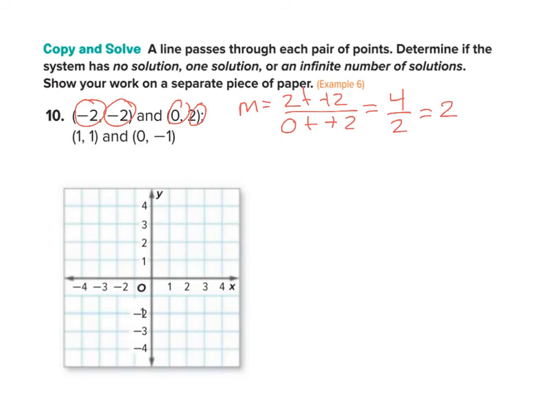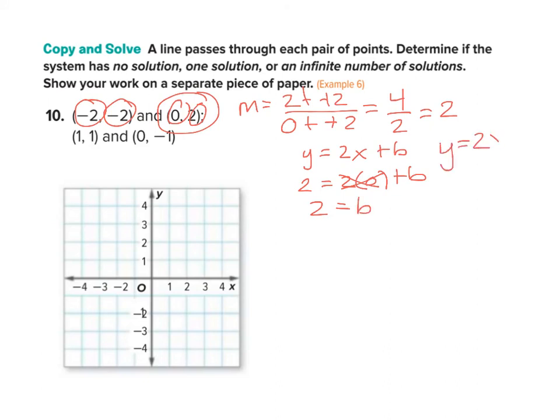And so now I can solve for my y-intercept by taking y equals 2x plus b, and then substituting in, let's say, this ordered pair. 2 equals 2 times 0 plus b. 2 times 0 is just 0. So my y-intercept is 2. So y equals 2x plus 2. That's my first equation. And now my second equation, I have to solve for my slope first.